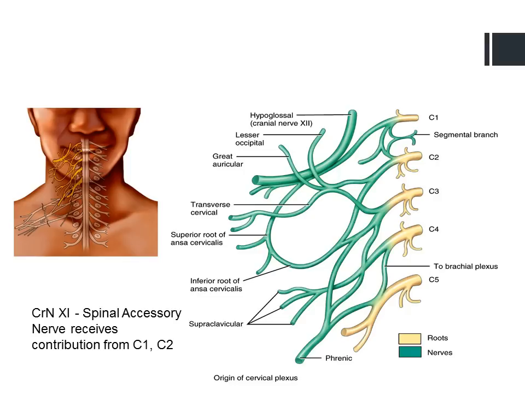And then, as I alluded to earlier, C3 through C5 combine to form the phrenic nerve, which serves the diaphragm muscle. The sole motor innervation of the diaphragm muscle comes from the cervical plexus and the phrenic nerve.